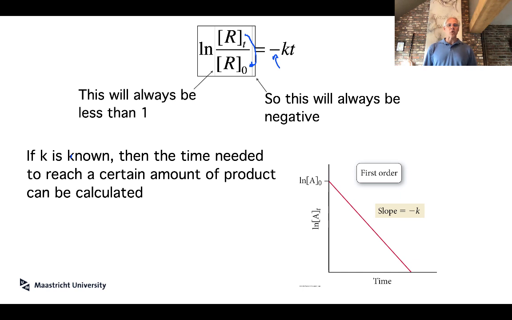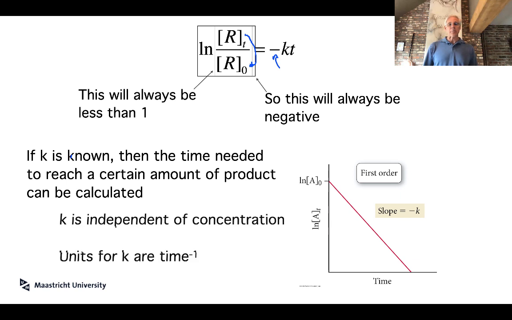So if we know k, which we can find lots of different ways, we haven't really talked about ways to do that, but there's lots of ways to find the value of k, and we know a time and we know an initial concentration, we can figure out how much reactant should be left over at a certain time, or we can calculate how much product should have formed at a certain time based on the stoichiometry between the reactant and the product. So it becomes a very useful equation there, a very useful graph.